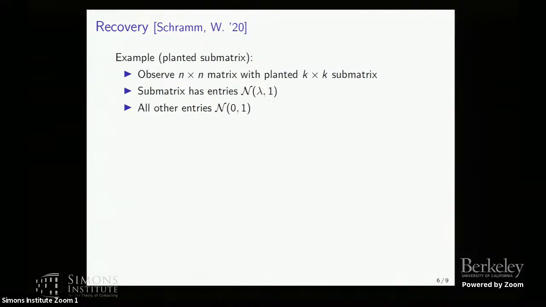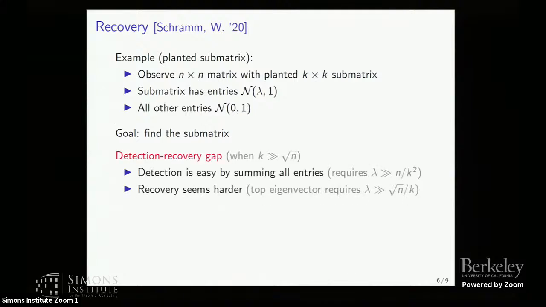So that's detection. Let me talk quickly about recovery. Here's another problem to motivate why recovery is important. Very simple problem. It's an n by n matrix. There's a k by k planted submatrix somewhere. Everything is Gaussian with variance 1, except the planted submatrix has an elevated mean. Okay, and the goal is just to find this submatrix.